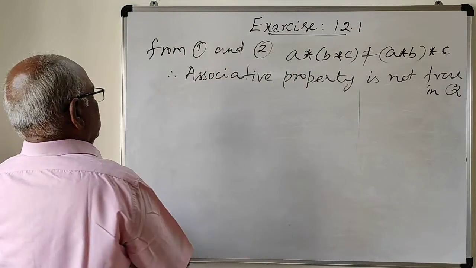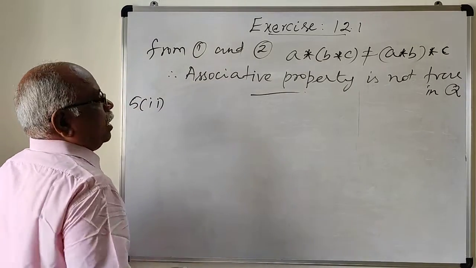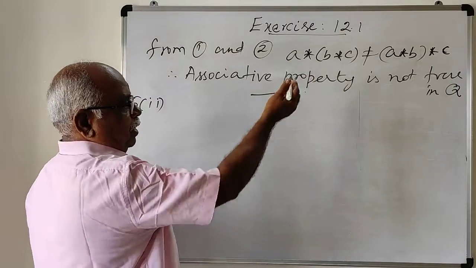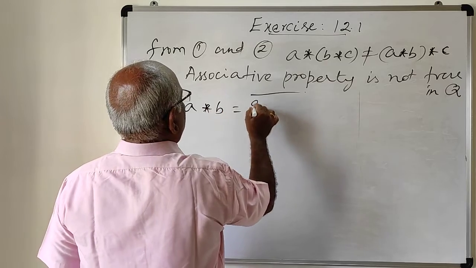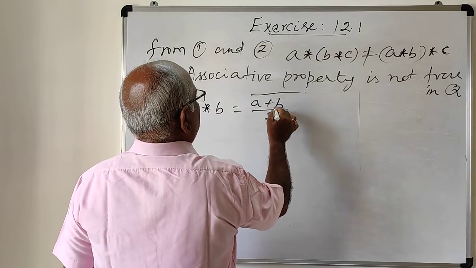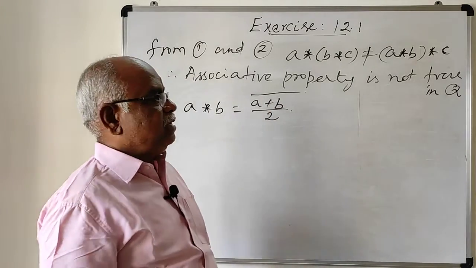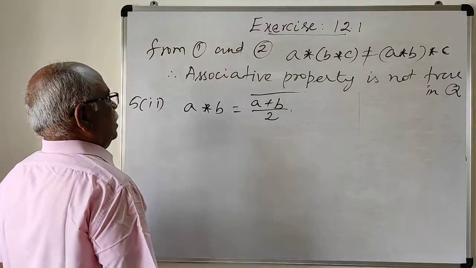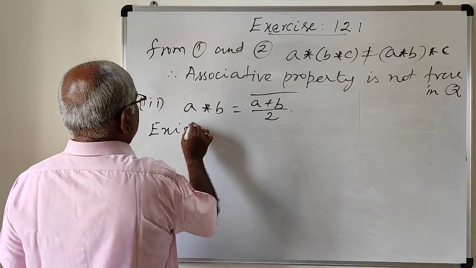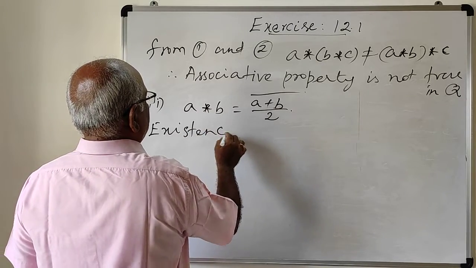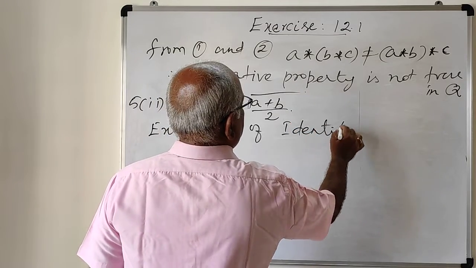Now, in the fifth problem, second subdivision, the same binary operation with the same condition, a star b equal to (a plus b) by 2 in the set of rational numbers Q, we have to prove the existence of identity and inverse. That is the second part of problem 5. The existence of identity.